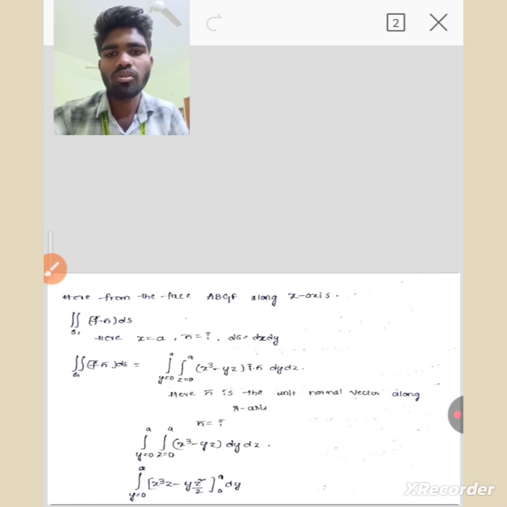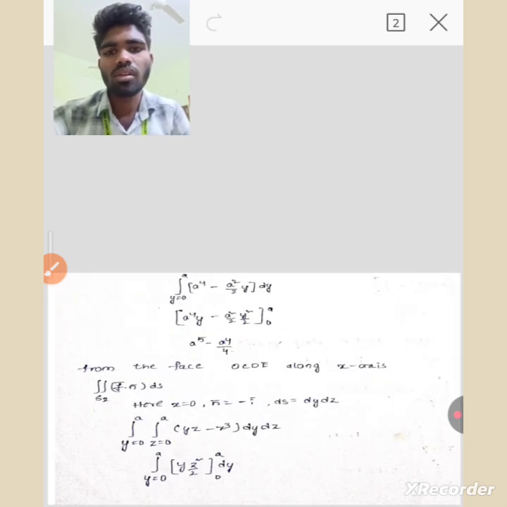Now we can substitute in the equation. We get the integral for y equal to 0 to a and z equal to 0 to a of (x cube minus yz) dy dz. Now we have to integrate with respect to z. We get the integral for y equal to 0 to a of (x cube z minus y z square by 2) with the limits a and 0. We can substitute those limits in the equation.